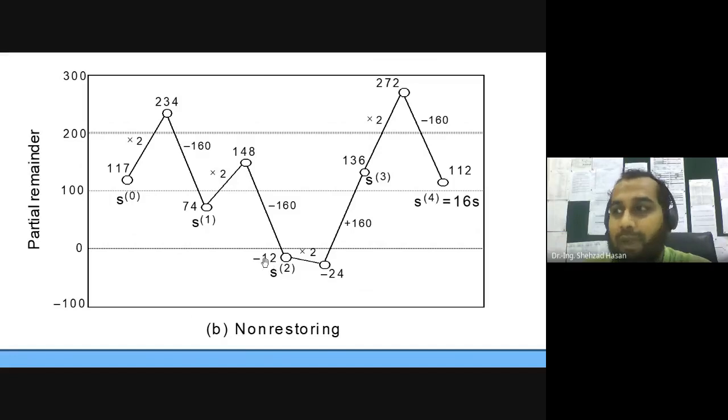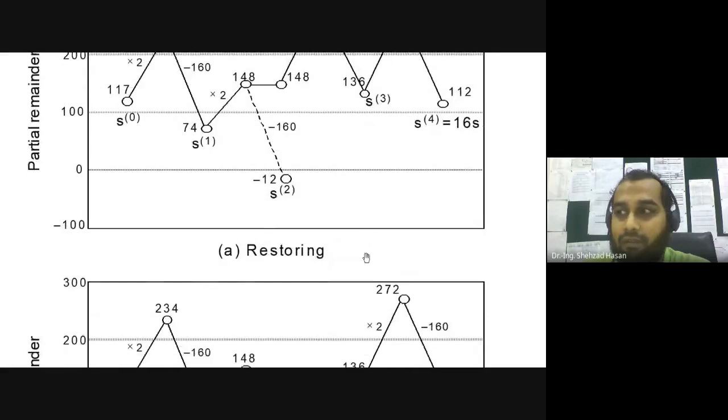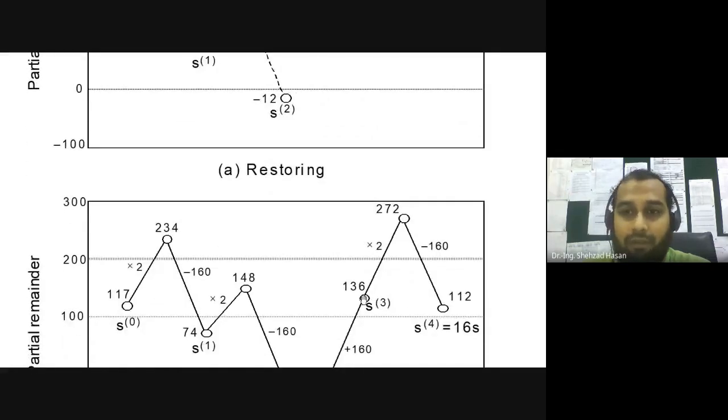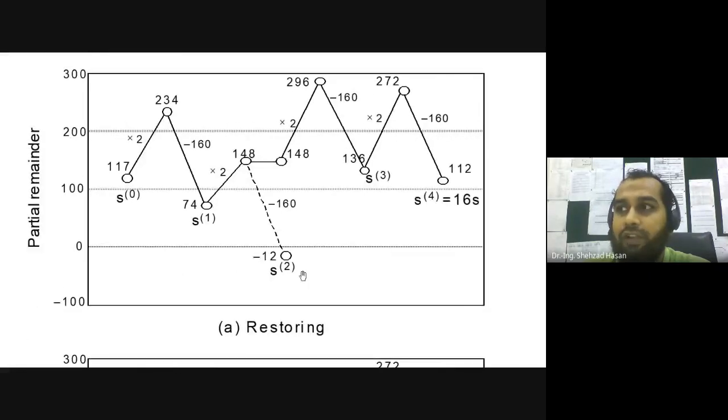Shifted left, minus 12 becomes minus 24. Then instead of subtracting, we add 160 to it. Minus 24 added to 160 gives 136, and you can see over here that's the same thing, 136. So you have restored it. You obtained the right result in the very next step by changing the operation from subtraction to addition. The remaining is the same too. So that's the only difference here: restoring goes back to 148 and continues.